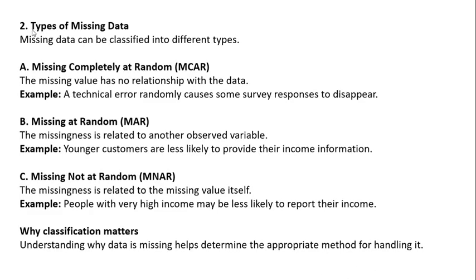Second is types of missing data. Missing data can be classified into different types. First is missing completely at random, where missing values have no relationship with the data. Example: technical errors randomly cause some survey responses to disappear. And the second is missing at random.